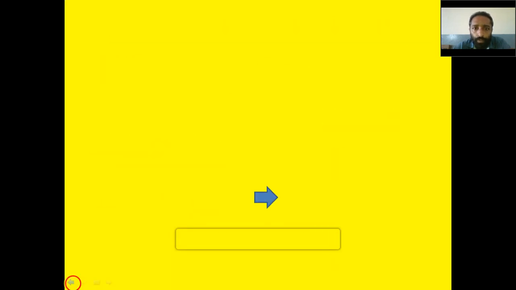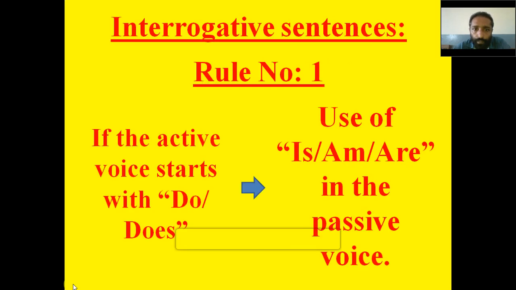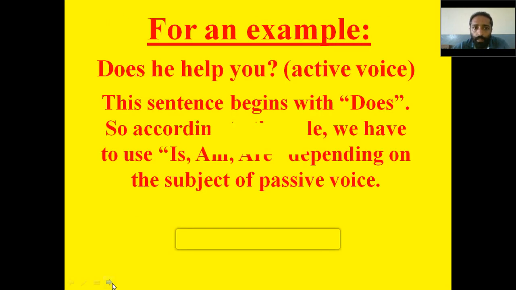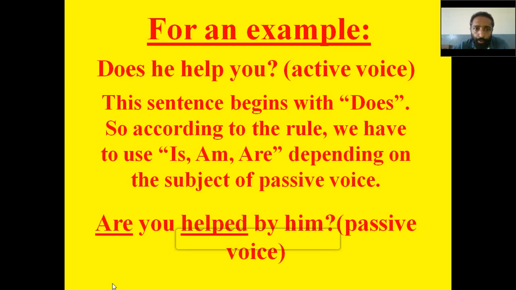Let's go through rule number 1 once again. That is rule number 1. If the active voice starts with do or does, that is present tense, so see the subject and use is, am or are in the passive voice. The basic changes will remain the same, like subject becomes the object, object becomes the subject, past participle of the verb, use of by. That is rule number 1. Does he help you? Are you helped by him?